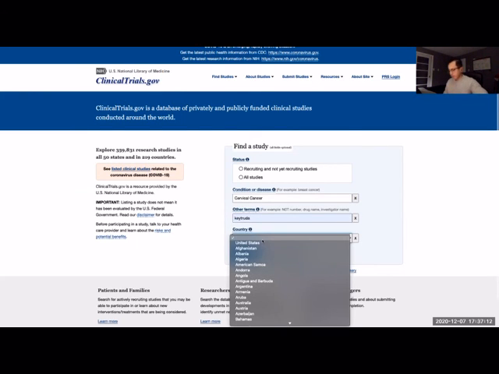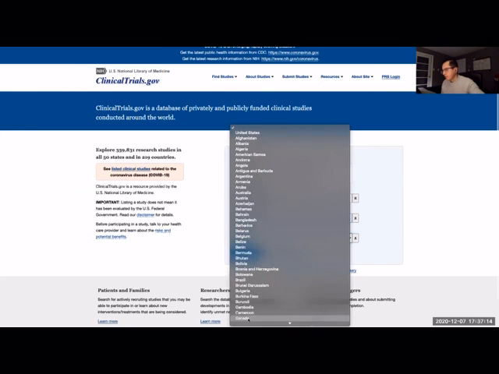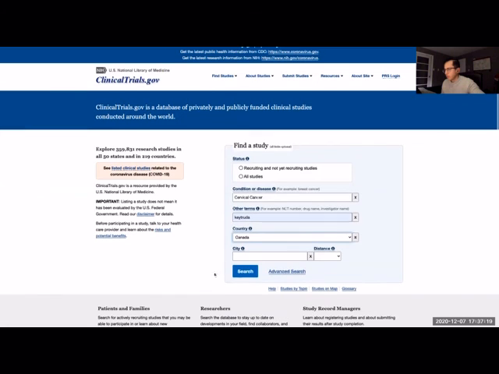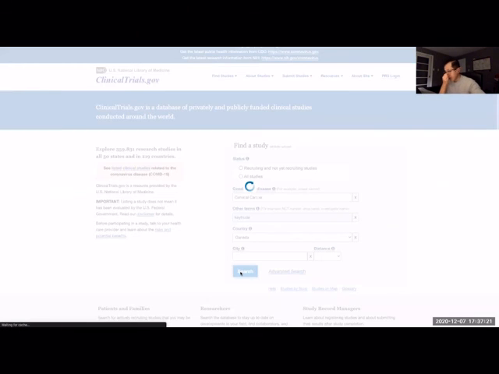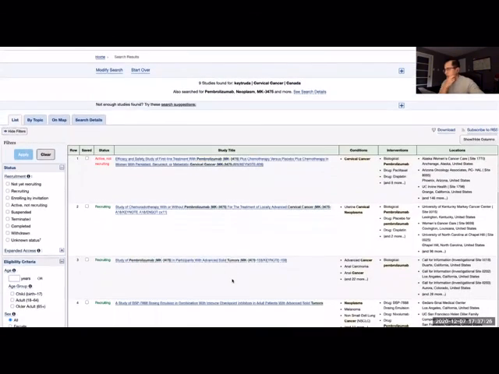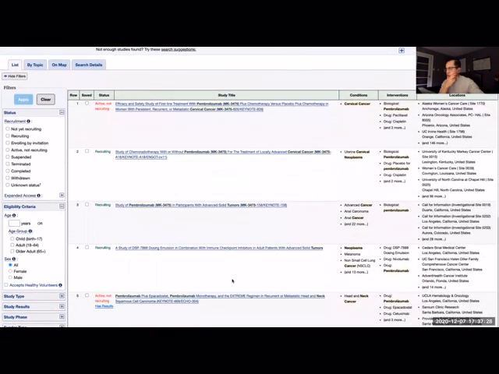And then here we'll look up Canada. We can specify city as well and how far away from the city if we wanted to. We'll click search. And these are some of the search results that we'll see. An important column to look at is status. You'll want to look at clinical trials that are recruiting, because those are the ones that are open for patients. Active and not recruiting would simply mean that the clinical trial is still being analyzed or the data is being looked at, but they aren't recruiting any more patients.